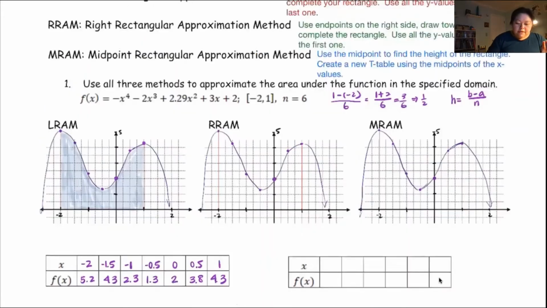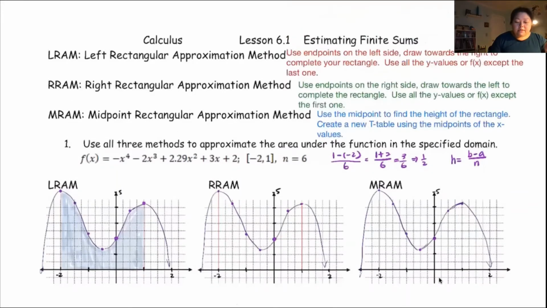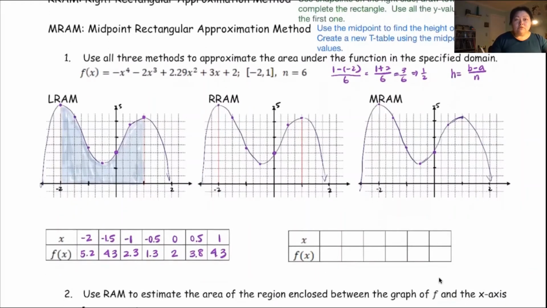All right, so the first method, that is your LRAM, is going to use the left endpoint to draw your rectangles, and you're going to draw 6 rectangles using the left side of the endpoint. So let me help you out with that. The first rectangle is between -2 and -1.5. I'm going to show you where the rectangles are, but I'm not going to draw the heights yet. And the next rectangle lands here at -1, exactly at all these values: -0.5, 0, 0.5, and 1. And if you count the spaces, there are 6 spaces for 6 rectangles.